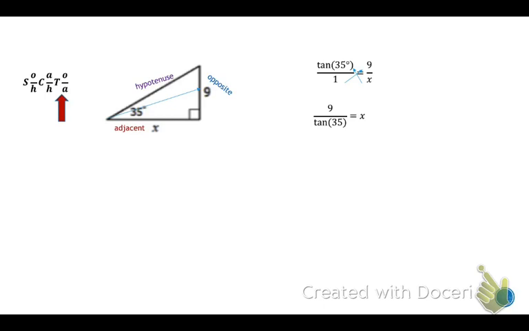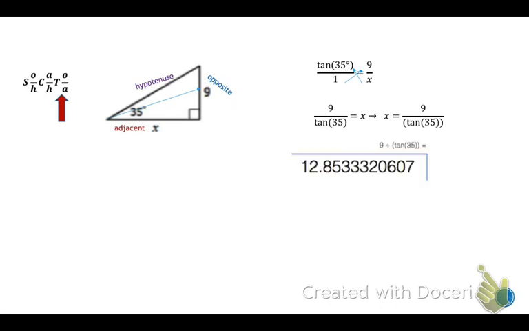When you put this into your calculator, I want you to make sure you put the bottom in parentheses. So it would be 9, then division sign, then parentheses, tangent, parentheses 35, close parentheses, close it one more time. Just to make sure we're getting the right answers, okay? And you should get 12.85, which is 12.9.